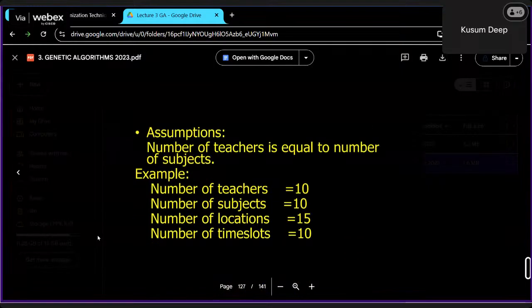First, I'm going to take a simplified situation where I'm assuming that the number of teachers is equal to the number of subjects, meaning every teacher is going to be given one subject. So suppose this is the data that is there with me.